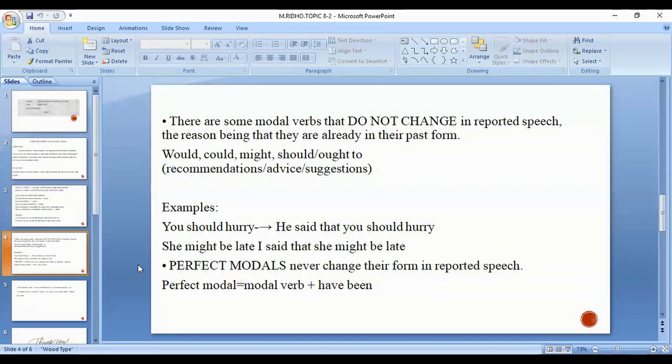Perfect modals never change their form in reported speech. Perfect modal verb plus have been.